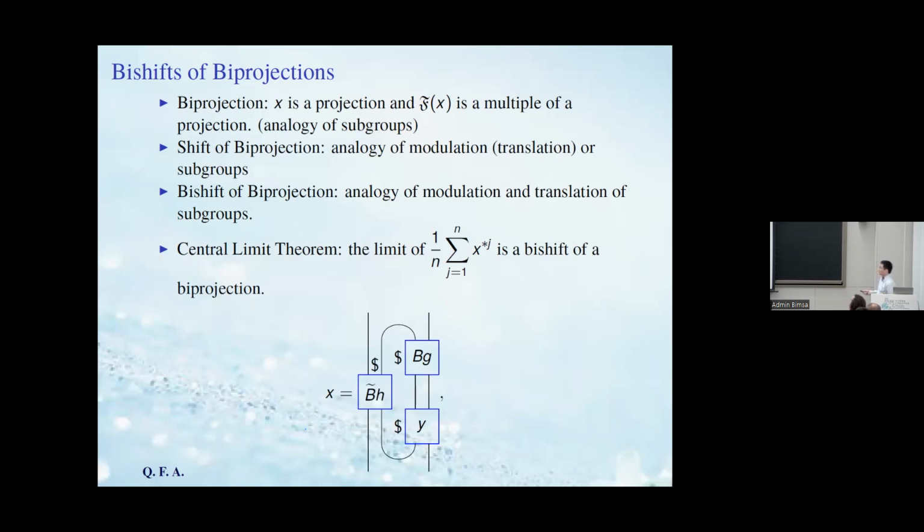And if we take the convolution of an element and then take the average, we will say that this converges. And it converges to a bishift of a biprojection. This is also quite similar to the Gaussian function. So this can be considered as a discrete central limit theorem. I give the picture of this bishift of a biprojection here. It is simply the pullback of the projection from the dual side and the projection itself.